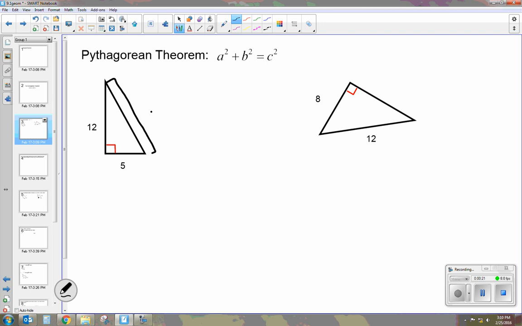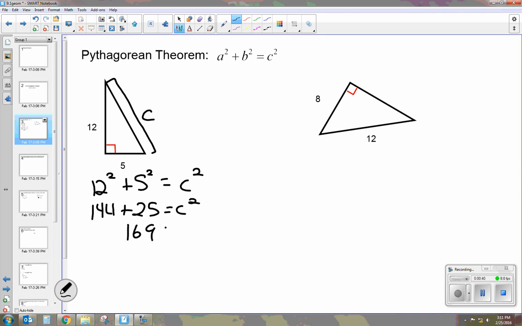So in this first problem, we're looking for c. It does not matter which order we put a and b, so we can write 12 squared plus 5 squared equals c squared. 12 squared is 144. 5 squared is 25. 144 plus 25 is 169 equals c squared. To solve for c, we take the square root of both sides. 13 equals c.